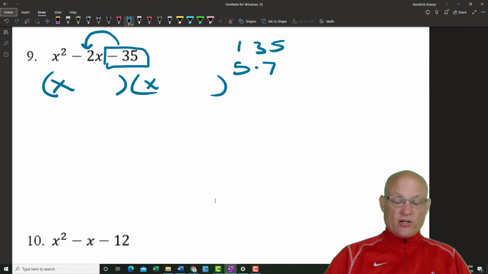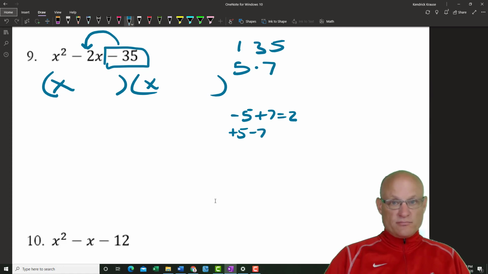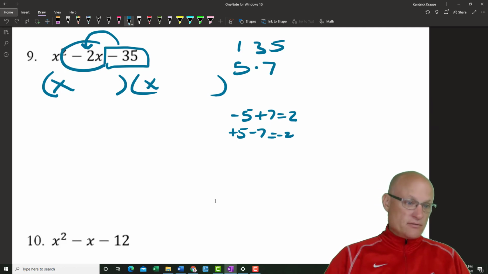Oh, when I subtract those, they give me 2. So do I want negative 5 and positive 7, or do I want positive 5 and negative 7? Well, these add up to 2. These add up to negative 2. I want negative 2. So positive 5 and negative 7.